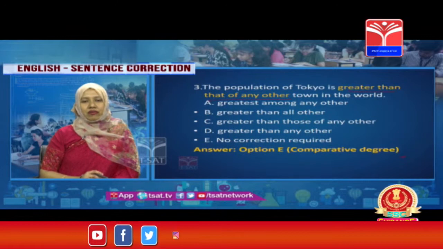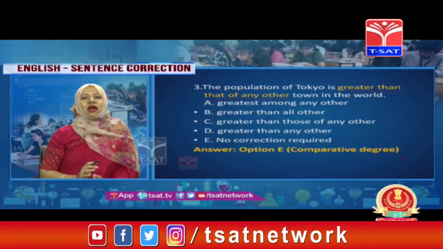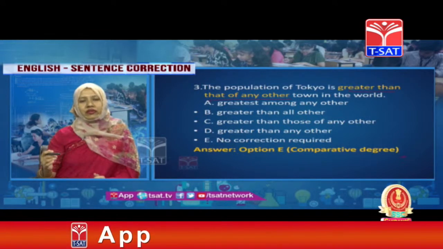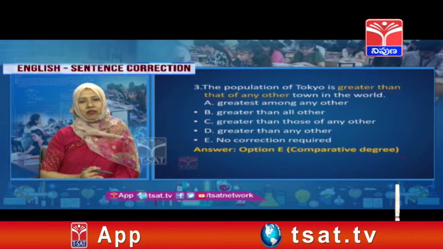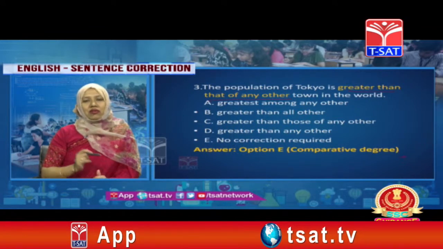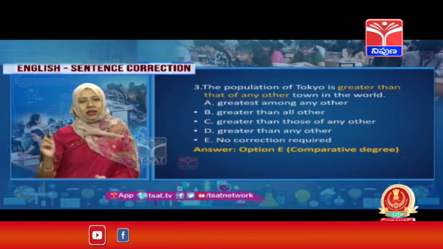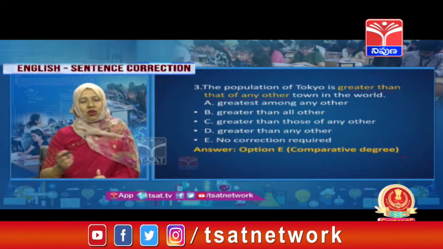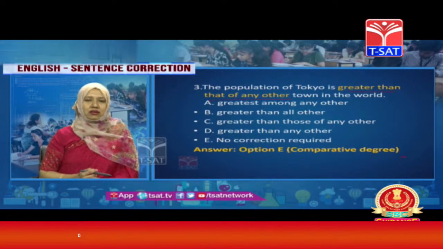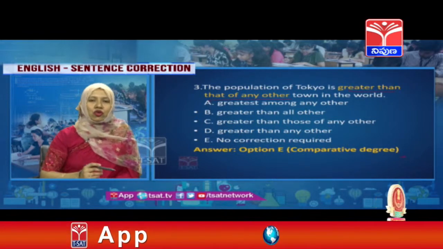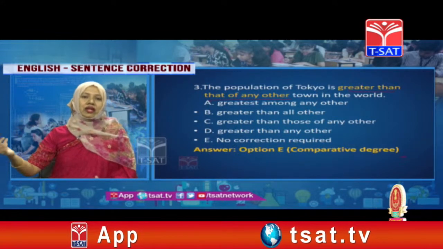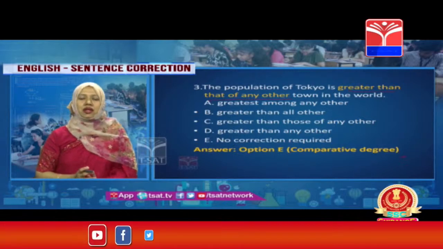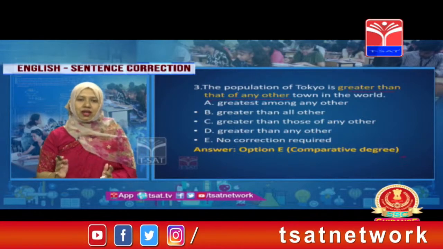Now, if we see in adjectives, degrees of comparison, you have positive degree, comparative degree, and superlative degree. In comparative degree, always the adjective is followed by than. Greater than, smaller than, shorter than, longer than, taller than, higher than. So in this, the population of Tokyo is greater than that of any other town. So you are comparing Tokyo with another town. There is no mistake here. The sentence is perfectly correct, grammatically correct.